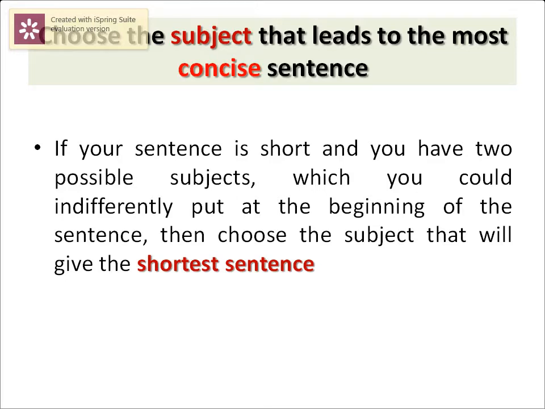To choose a subject between two or more, choose the subject that leads to the most concise or short sentence. If your sentence is short and you have two possible subjects, which you could indifferently put at the beginning of the sentence, then choose the subject that will give the shortest sentence.